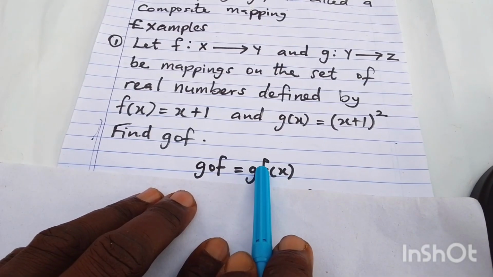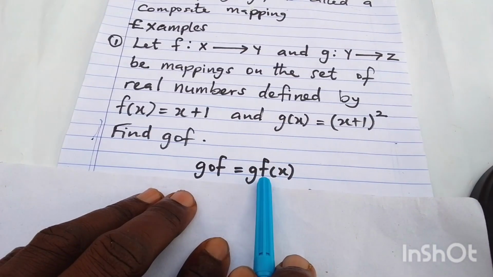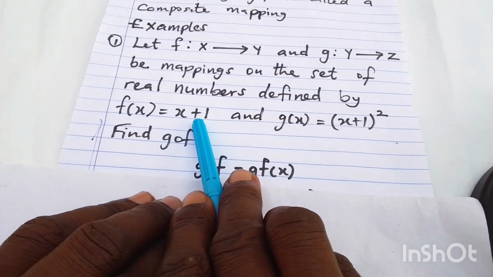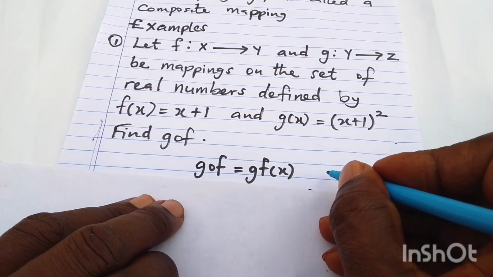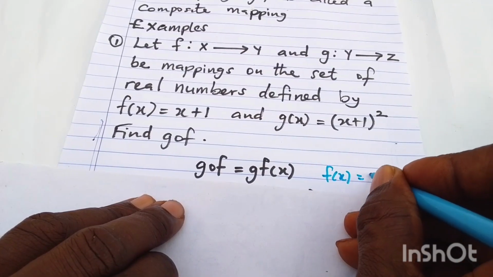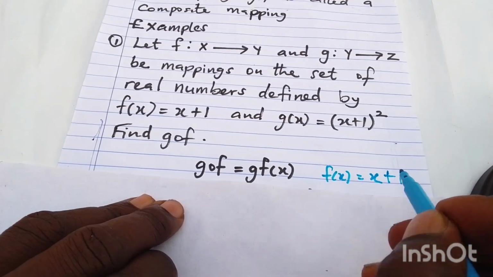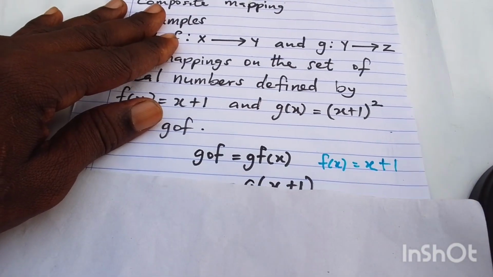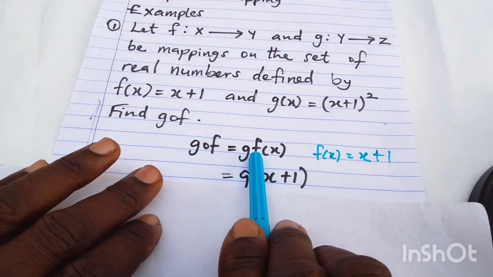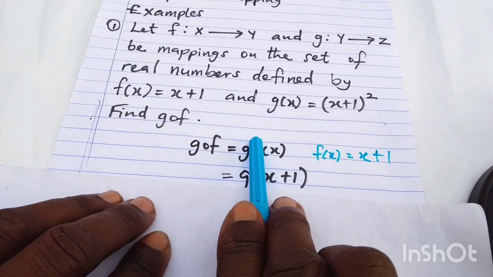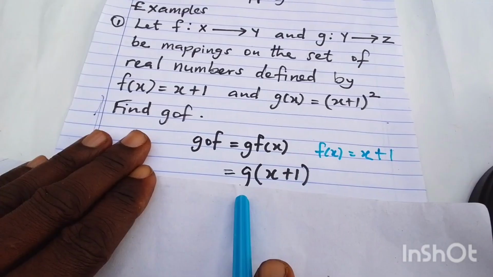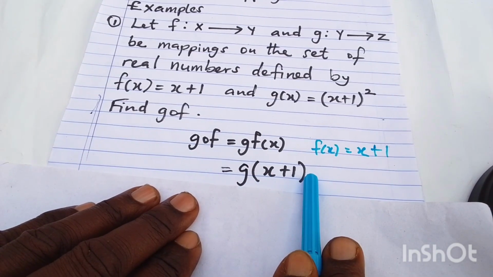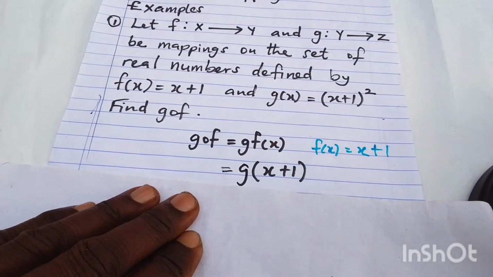So first thing, you have to remove this F. That means you are going to substitute the mapping of F of X here. So F of X is X plus 1. Because of that, you have to remove this F, so you now substitute X plus 1 for F of X here. So you now have G of X plus 1. So you've been able to remove this F.